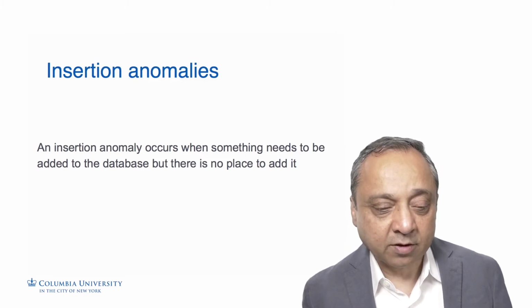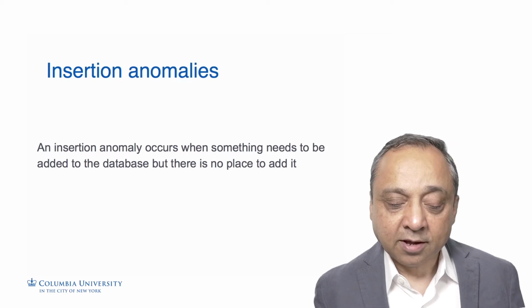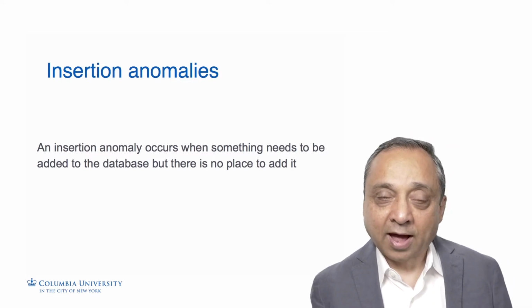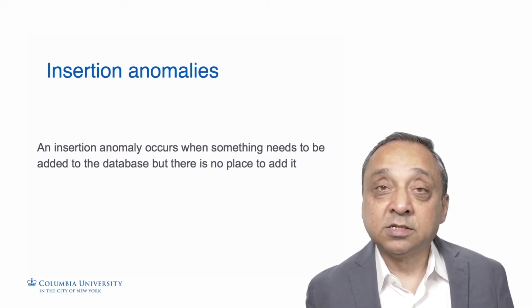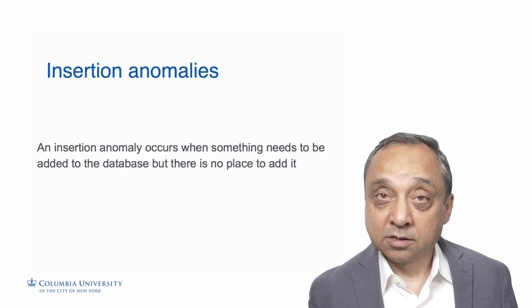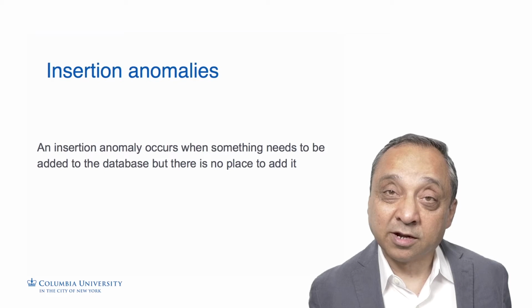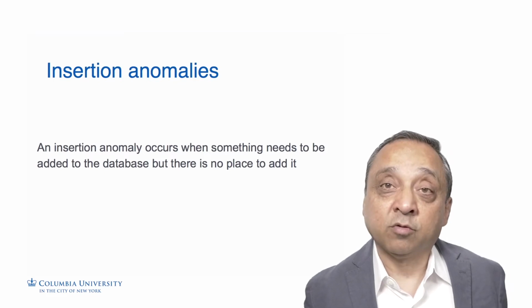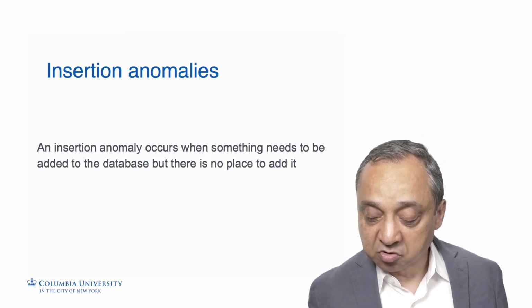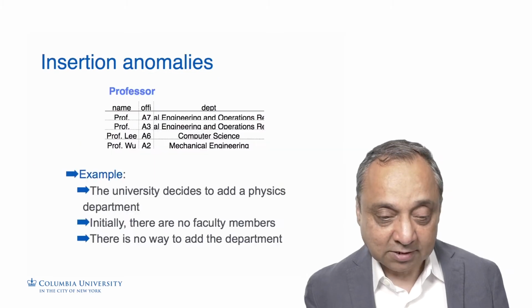So the first anomaly that we want to look at is the insertion anomaly, and this occurs when you want to add something to the database, but there is no place to add it. So you want to add some new information, a new entity or a new thing to the database, and you can't add it anywhere. Okay? You look at your table structure, there's no place at all to add it. So let's take a look at an example.